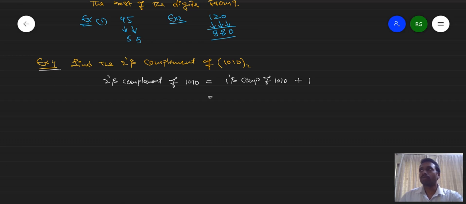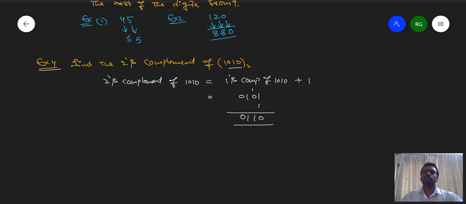And we already know how to find the 1's complement of a binary number, simply changing the zeros into ones and ones into zeros. So the 1's complement of 1010 is 0101, and plus 1, add a 1. So 1 plus 1, that is 1, 0. So 1 plus 0, 1, and the 1 remains as it is, and 0. So that is 0110, the 2's complement of 1010. So this is how you can do it by finding the 1's complement and adding 1, but there is a shortcut as well.